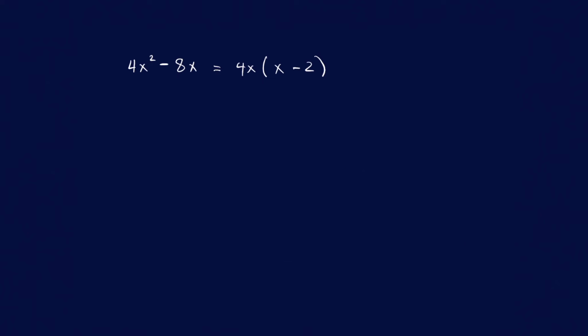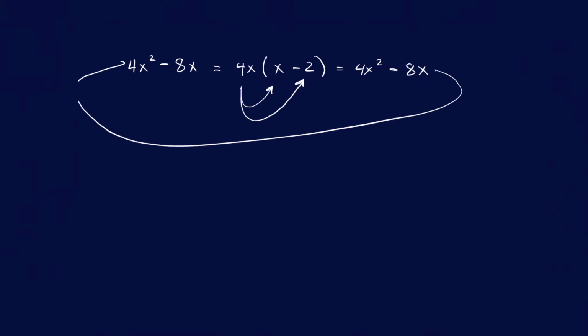Now, if we want to check our work, all we have to do is just use the distributive property to return to the original expression. So if we use the distributive property, we should get the original expression if we factored it correctly. So 4x multiplied by x is equal to 4x squared, and 4x multiplied by negative 2 is equal to negative 8x. So these two terms are equal, which means that we are correct.